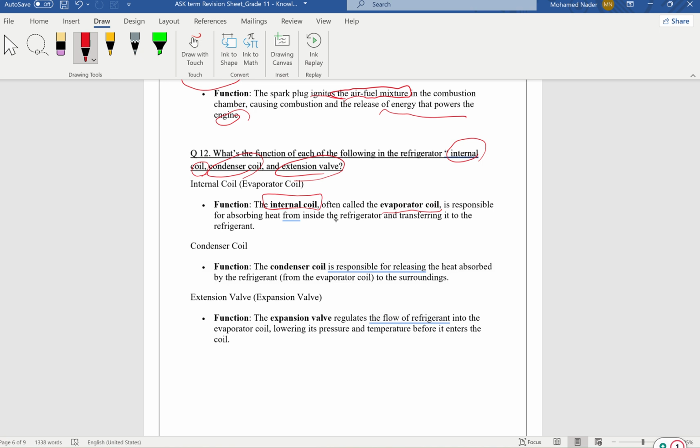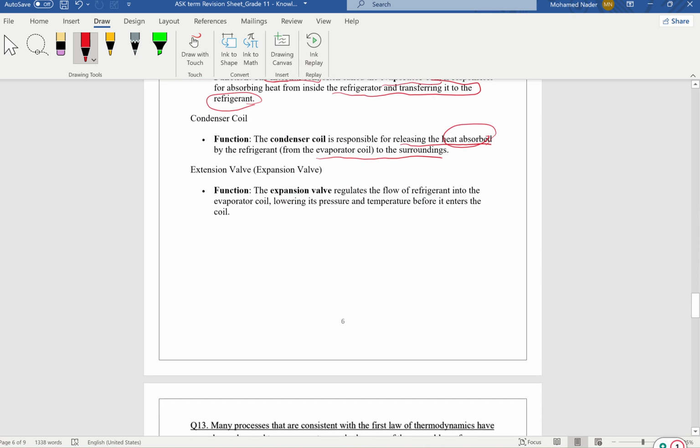Then this one will go inside the refrigerator for transmitting the refrigerant. What is a condenser coil? The condenser coil is responsible for releasing the heat that got absorbed inside the refrigerator, and it will be released to the surroundings. You will find this condenser coil behind the refrigerator or at the bottom of the refrigerator. If you put your hand close to this condenser coil, you will find it very hot, because it takes all the heat from inside the refrigerator and releases it outside. That's why it's very hot, so you need to pay attention not to touch this part.